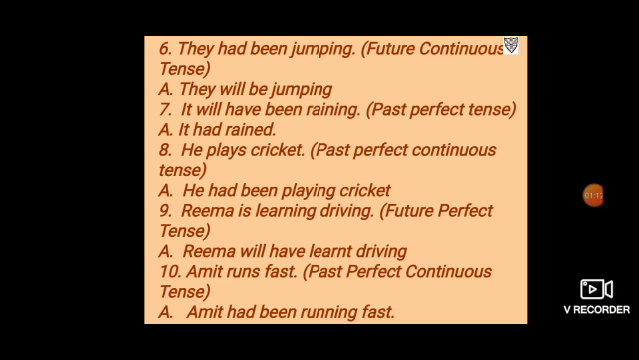Number 10, Amit runs fast. So runs is the verb in its simple present tense. Now you have to change this to past perfect continuous tense. So it is past perfect, the verb should be had, and because it is continuous, we'll be using been, B-E-E-N, been, and the ing form. So it will be Amit had been running fast.